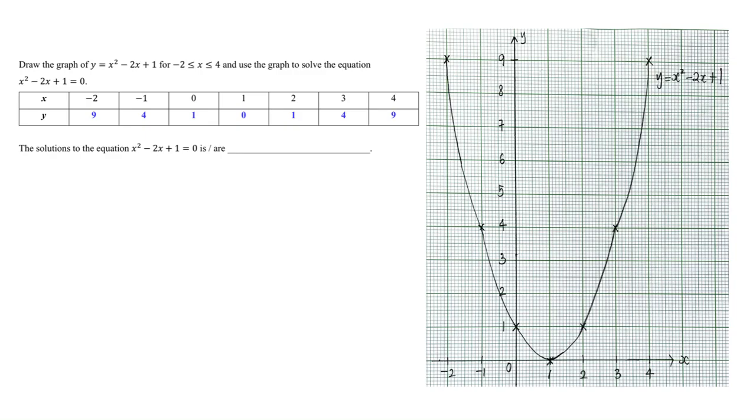Hello everyone, welcome to this part of the video where we are now going to attempt to solve for this equation. X squared minus 2x plus 1 equal to 0. Okay? And we have just drawn this graph.